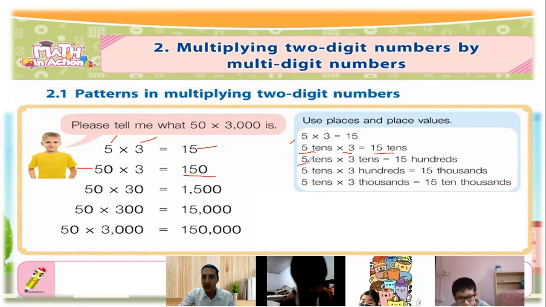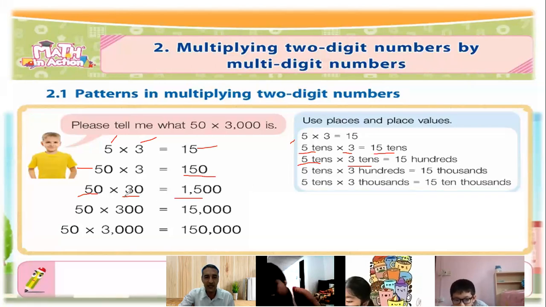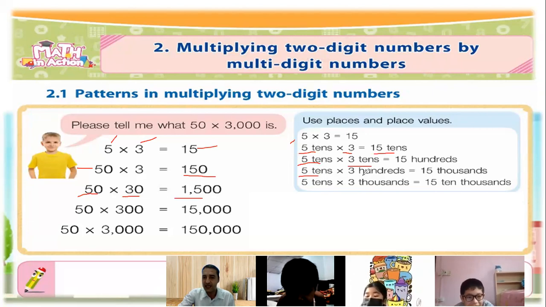Then the third step, we have 5 tens multiplied by 3 tens. So here you can see 5 tens multiplied by 3 tens. So total we have how many? We have 1,500. Okay. So now this one is 5 tens multiplied by 30, right? So 1,500. Then the fourth step, here you can see that one is 5 tens multiplied by 300s. So total we will have 15,000. You can see here 15,000 while we multiply 5 tens by 300.